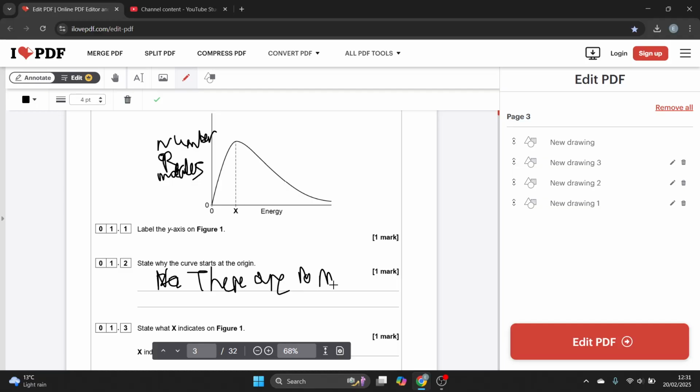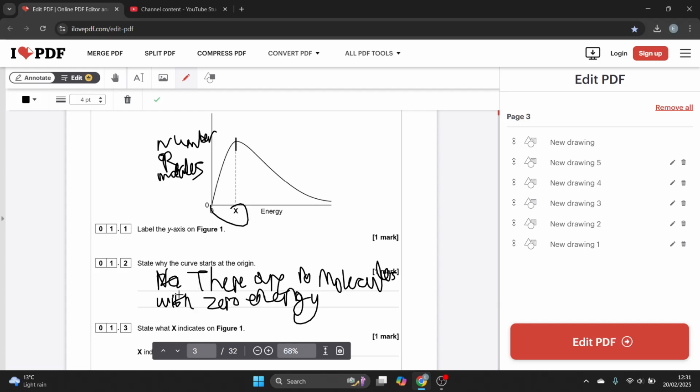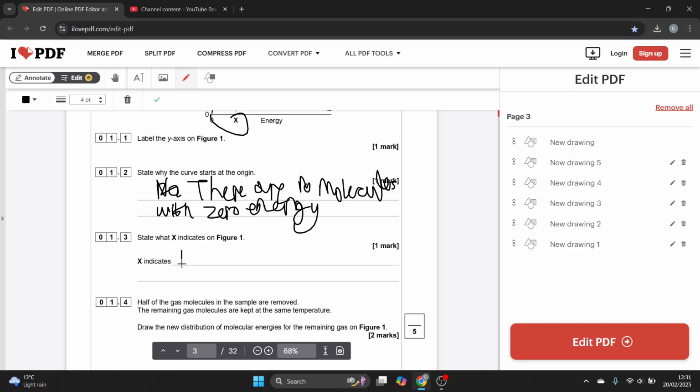No molecules with zero energy. State what X indicates: most probable energy.